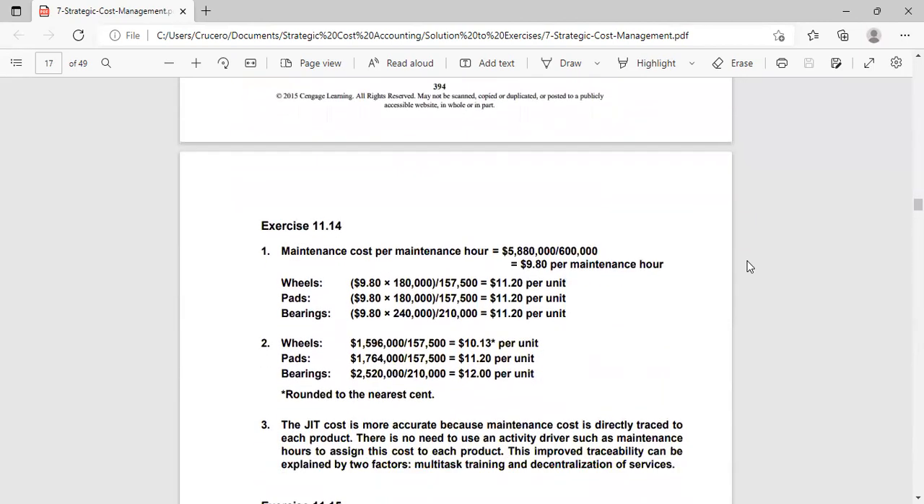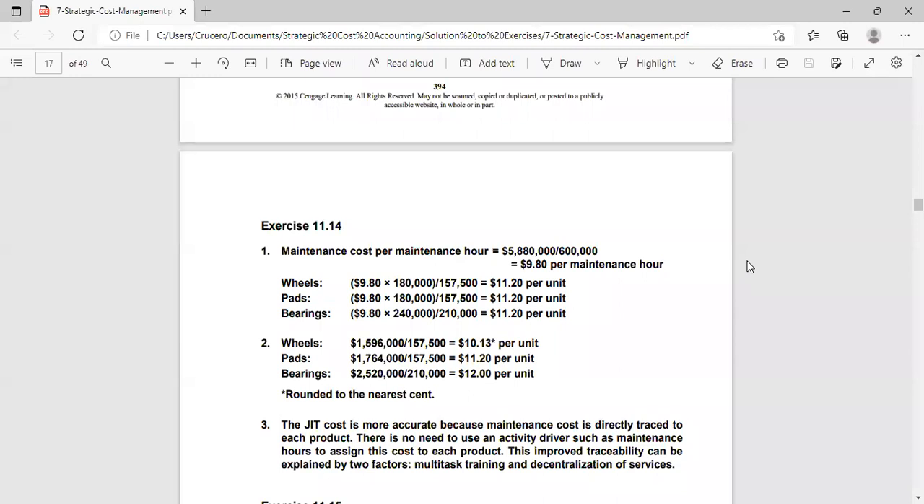Now we go to number 14. Number 14, we now have the features of JIT and product costing accuracy. Compute the pre-JIT maintenance cost per unit for each product.